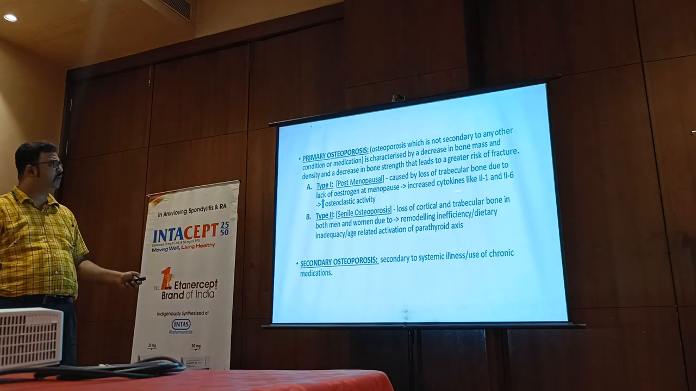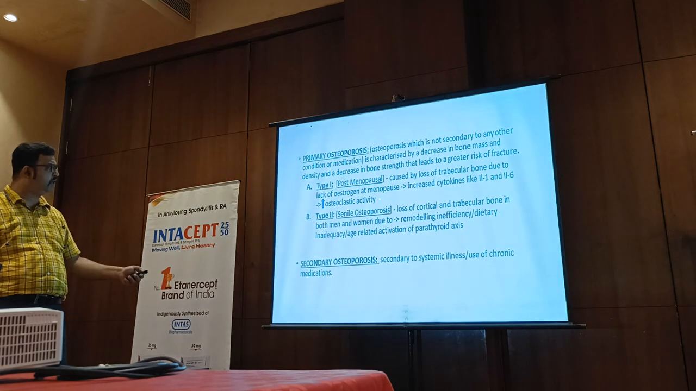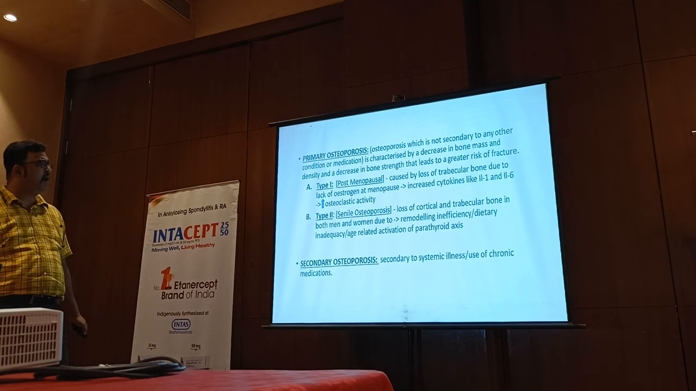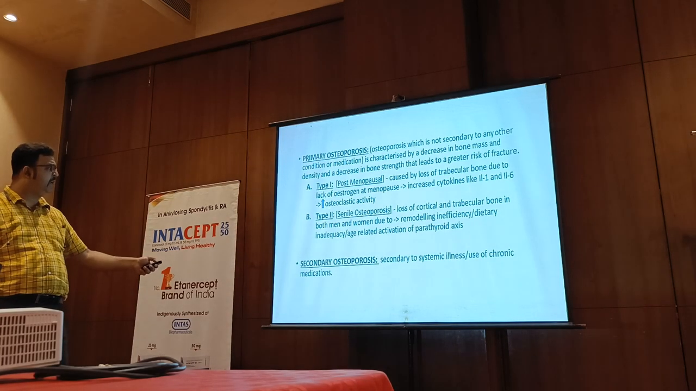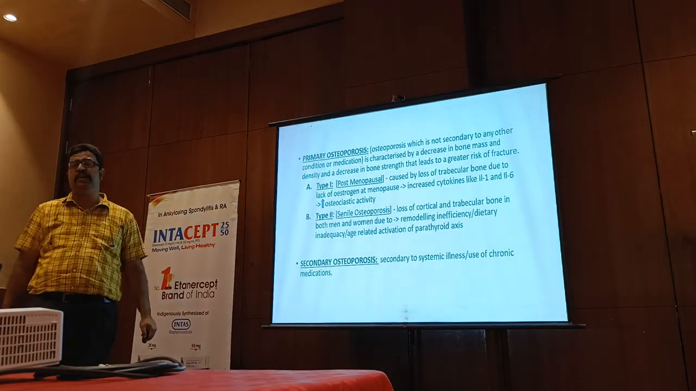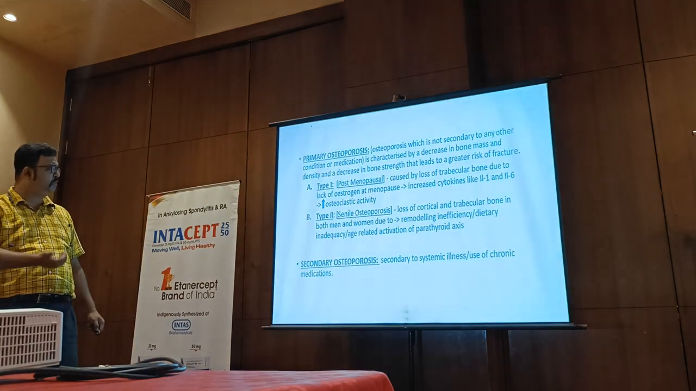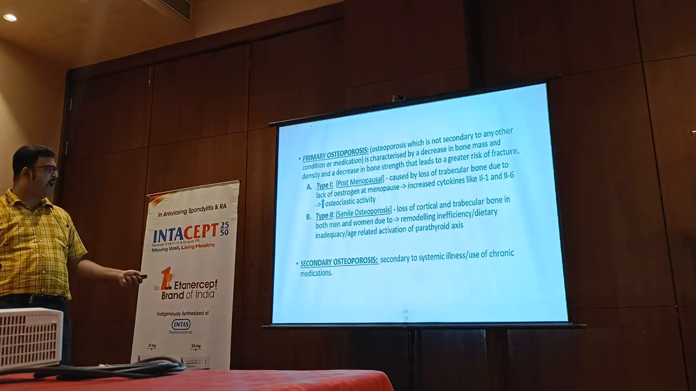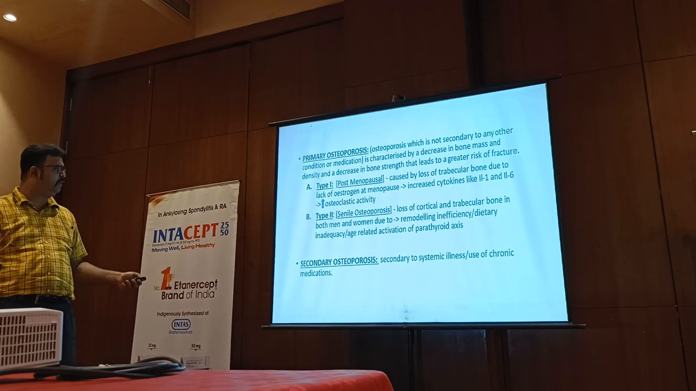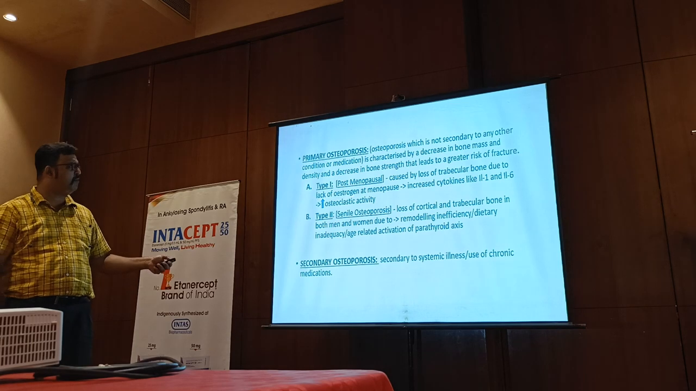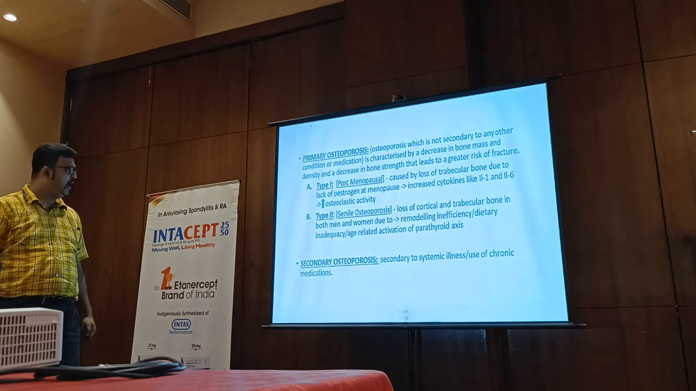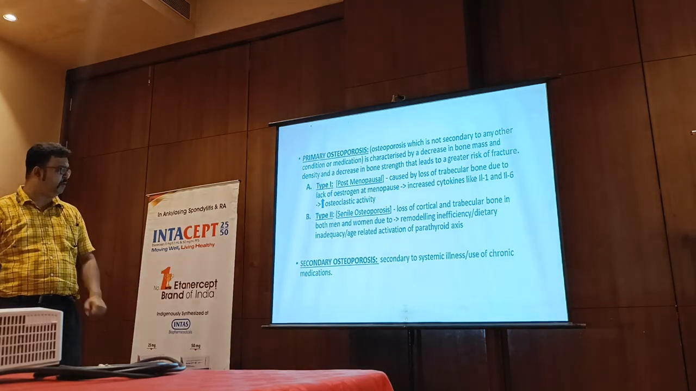Type 1 is caused by the loss of trabecular bone due to lack of estrogen in females, and increased cytokines, interleukin-1 and interleukin-6, that lead to increased osteoclast activity. We know osteoclast is a bone resorptive cell, and osteoblast is a bone proliferative cell. And type 2 is senile osteoporosis, which is a loss of cortical and trabecular bone in both men and women. Here you can see type 1 is only in women because of the lack of estrogen, but senile osteoporosis happens to both men and women.